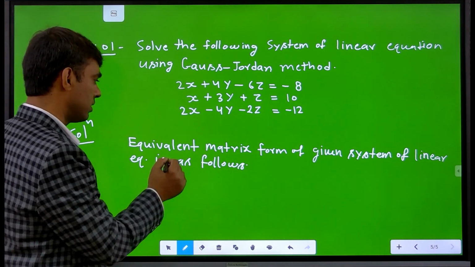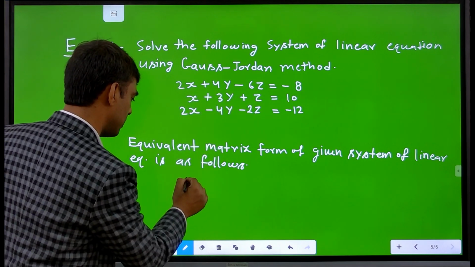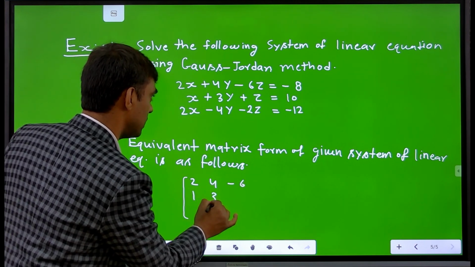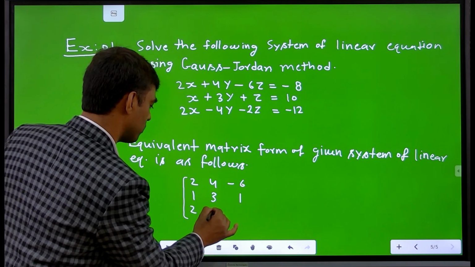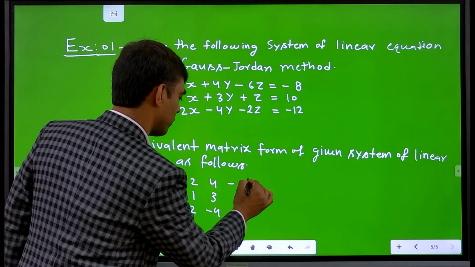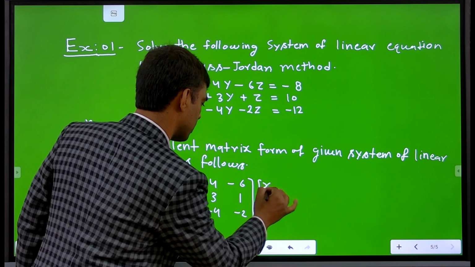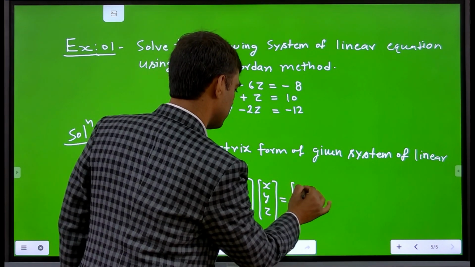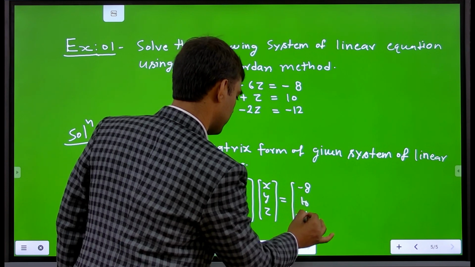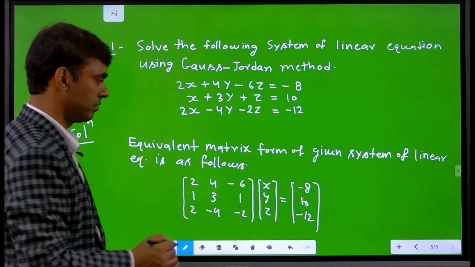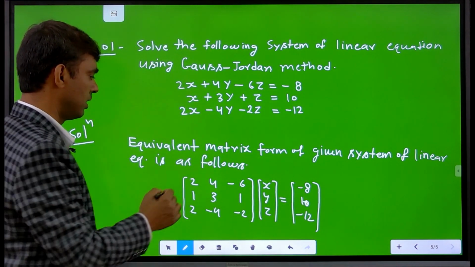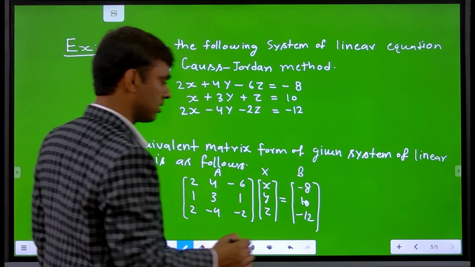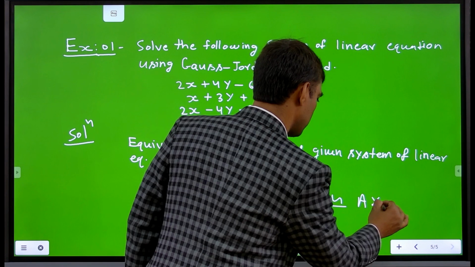So, what is the matrix form? Here we write the coefficients of x, y and z. This becomes 2, 4, minus 6; 1, 3, 1; and 2, minus 4, minus 2. This is the matrix A. Here we write the unknowns x, y and z. This equals minus 8, 10 and minus 12. We denote these matrices by capital A, capital X and capital B.